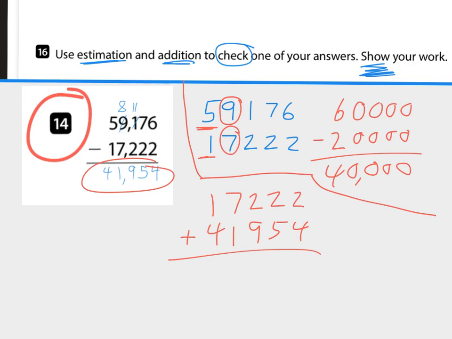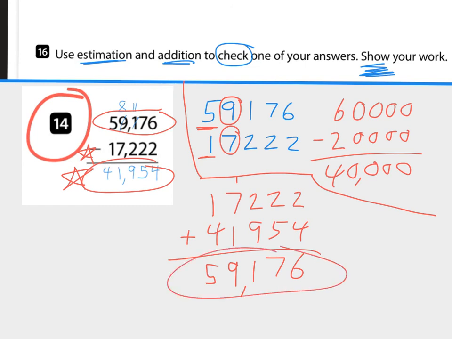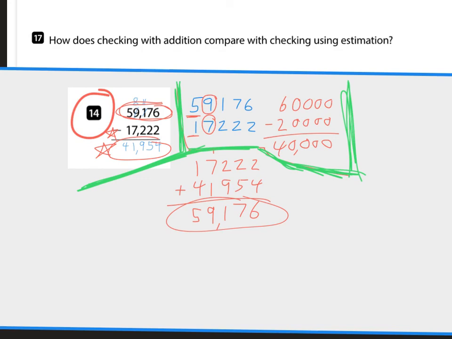Now we're going to go through and we're going to check our work using addition. So I'm going to take my difference right here and I'm going to add it to my subtrahend, and I should get my minuend. All right, so our units place would be 6, our tens place would be 7, our hundreds place would be 11, carry the 1 to the thousands, our thousands place will be 9, and our 10,000s place will be 5. So 59,176 is the same as 59,176.